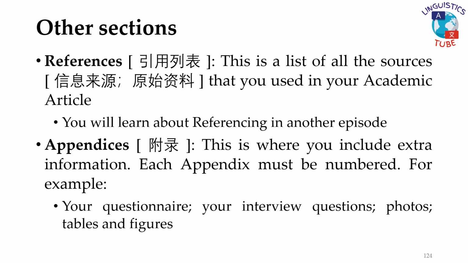Finally, in appendices, you should include all the extra information that you didn't include within the report sections. Each piece of extra information will be in a separate appendix section, and each of these sections must be numbered. For example, you must include your questionnaire, your interview questions, any photos you took to help with your project, tables and figures that you created during your data analysis.